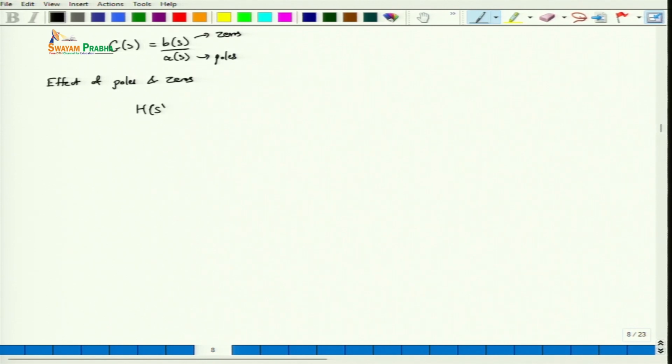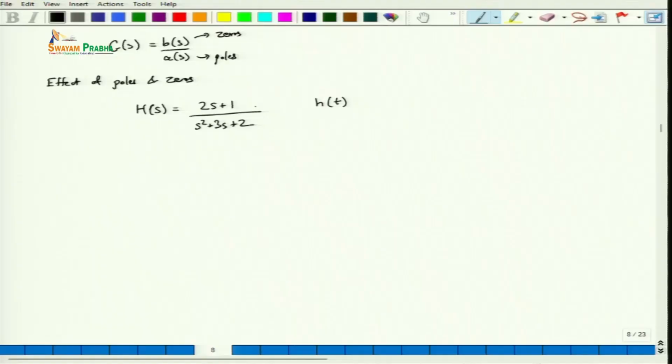So let us consider an example. H of s, basically 2s. This is a transfer function of a system. For this transfer function, I want to find its corresponding impulse response, that is its time domain representation, which I'll denote as h of t. This h of t is a very important characteristic of the system. As we have discussed in the last class, we go and find the inverse Laplace transform of this H of s.